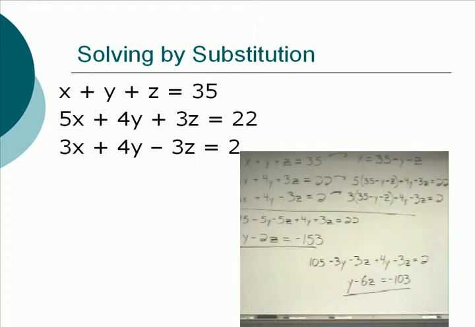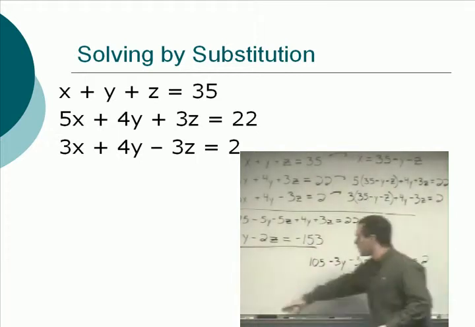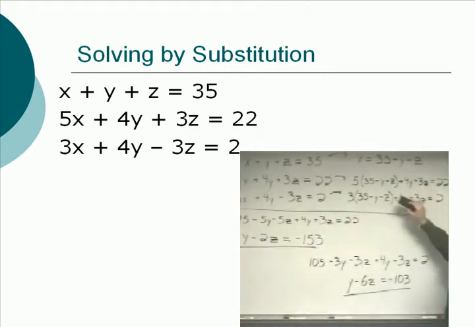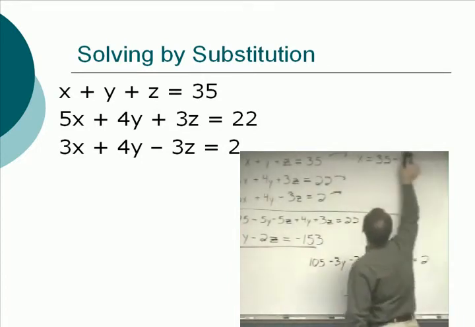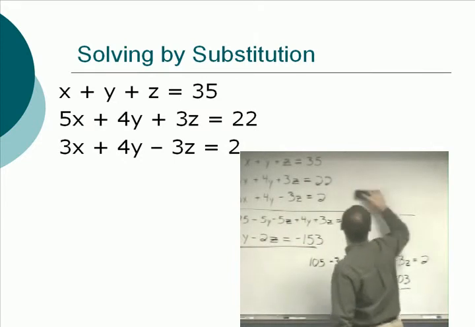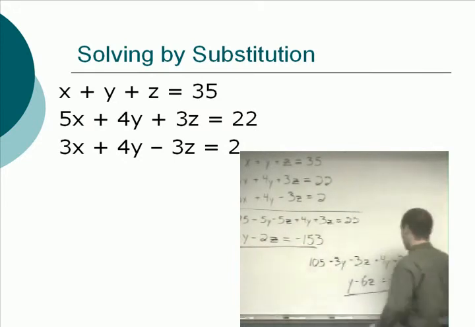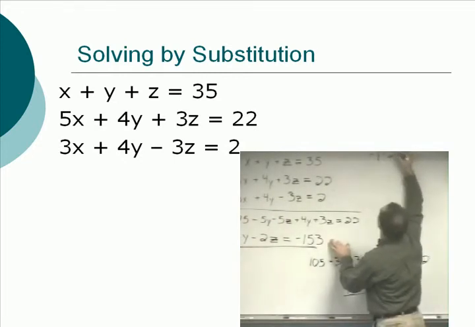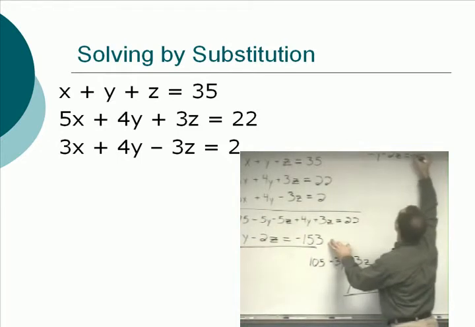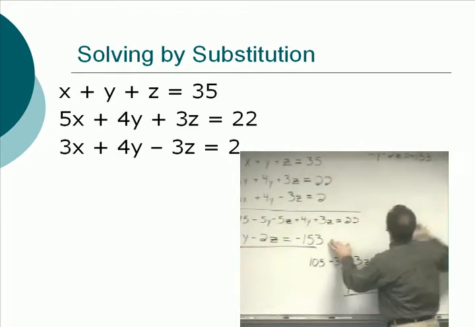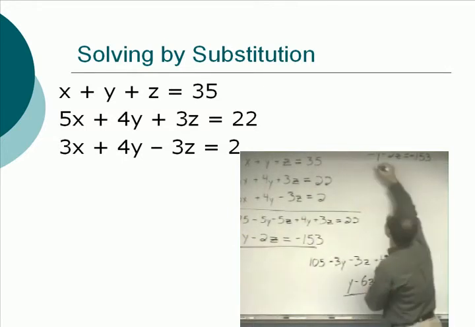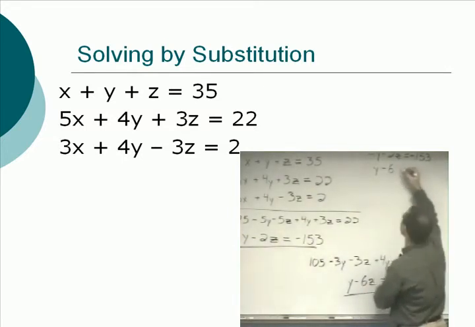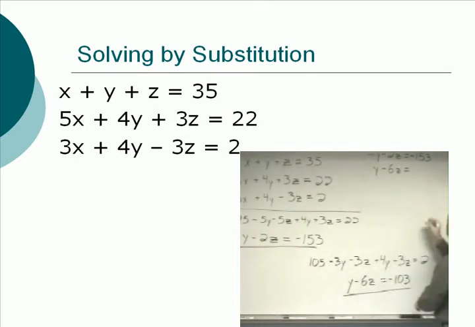All right. Well, that's not bad. Everybody okay with this part up here? I want to save the original system, but I'm going to erase this part of it now to gain a little bit of room. So our system now is negative y minus 2z equals negative 153. And y minus 6z. Oh, that works out beautiful, doesn't it? Minus 103.